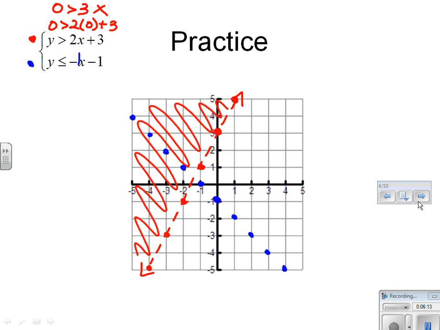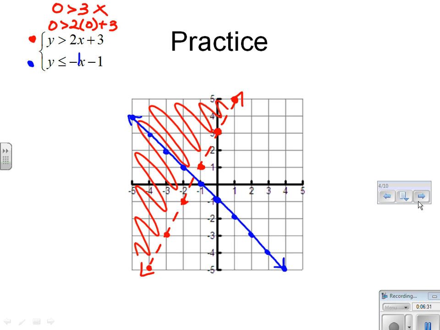This time, because it's less than or equal to, I'm going to use a solid line to connect my points. And now again, I have to decide where to shade. So this time it's in slope-intercept form and it's less than. So I want to shade below the line.